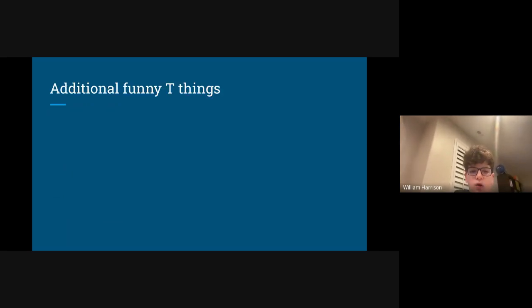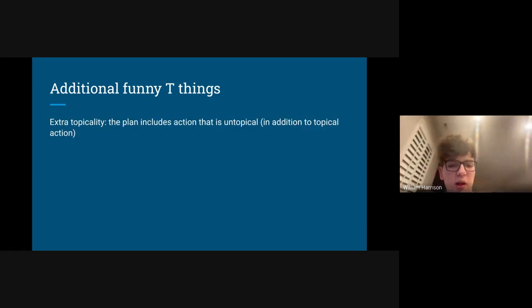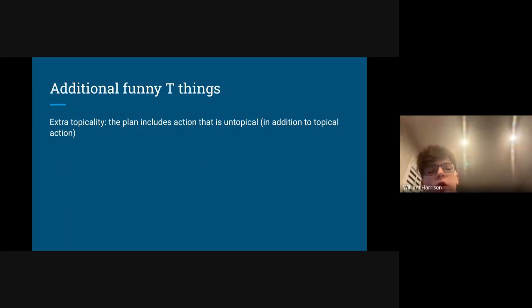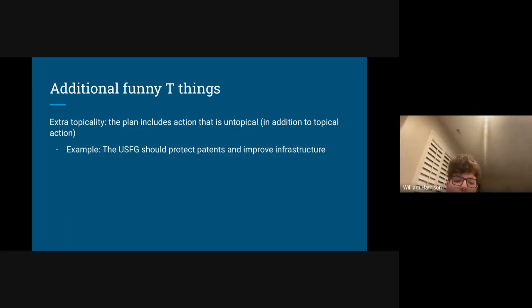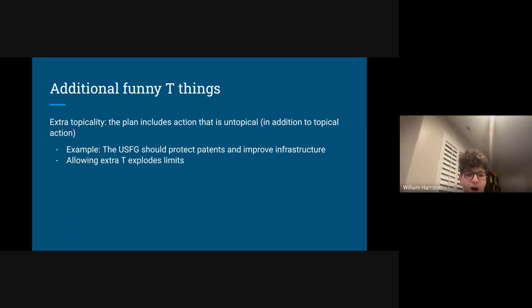All right. Additional funny T things. There's extra topicality, which is when the plan includes action that is untopical in addition to topical action. The United States federal government should protect patents and improve infrastructure. This kind of just boils down to topicality. Like, if we allow them to do untopical things, that's bad.